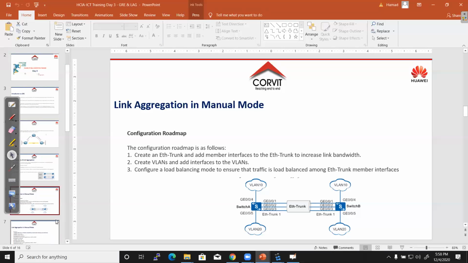So there are two ways to configure the link aggregation group, and one is called the manual mode. Manual mode means the static way. So how do we do that? By using the static way, the manual mode. This is our roadmap. These are the steps we need to follow. To create a logical interface, which we call ETH trunk, we'll create interface ETH trunk.